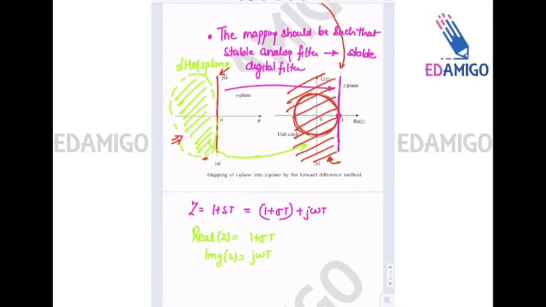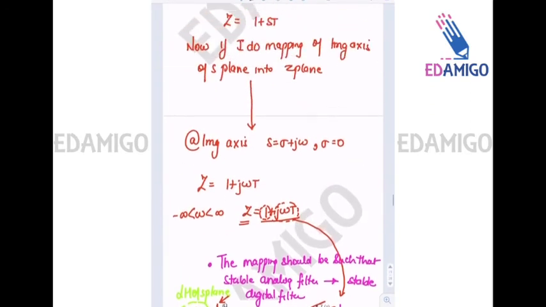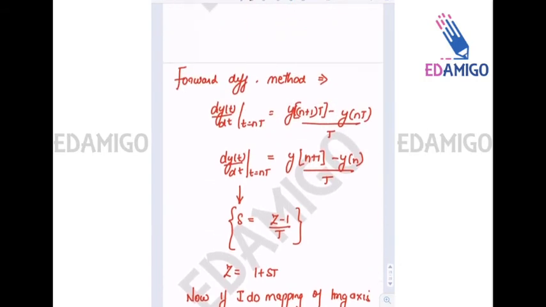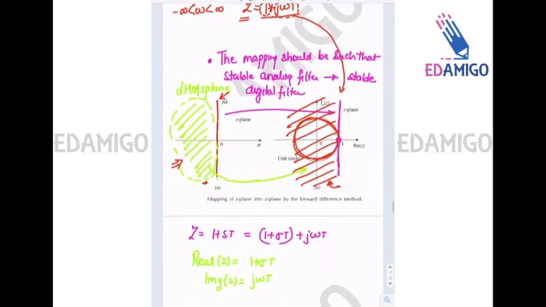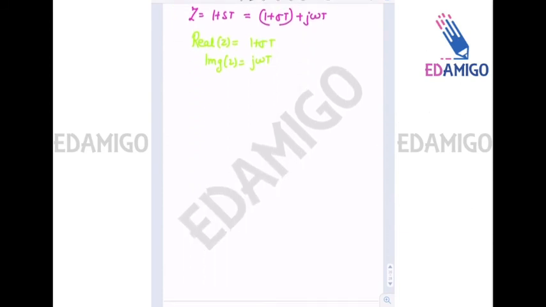Thus we can say that this kind of transformation, that is the forward difference method, will not ensure that a stable analog filter will lead to a stable digital filter. That's why this kind of transformation is not good, and that's why it is not used in computations. Now let's solve one or two examples. Since the forward difference method is not good, we will always use the backward difference method.